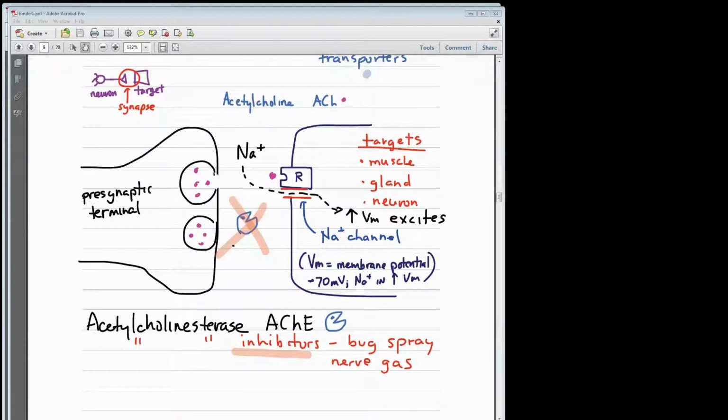The serotonin reuptake transporter, however, doesn't break it down. It just transports it and puts it back into the presynaptic terminal. That's the key difference between the two. Everything else is identical.